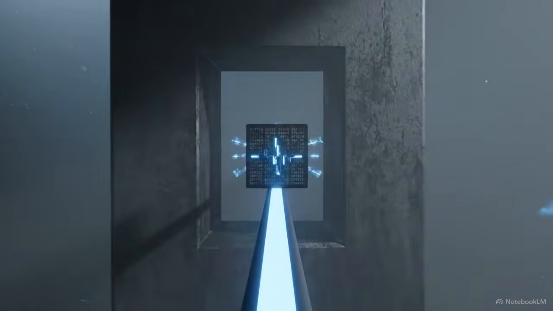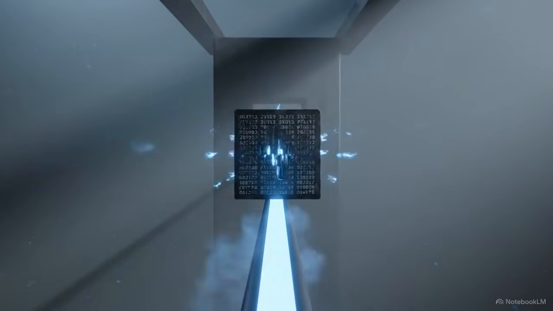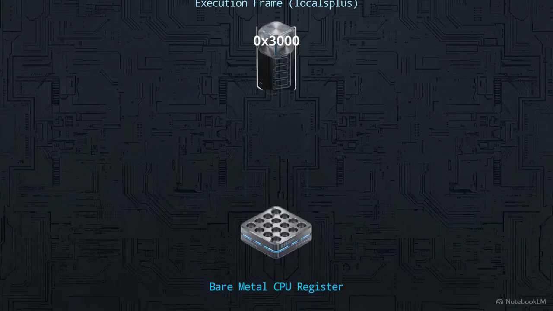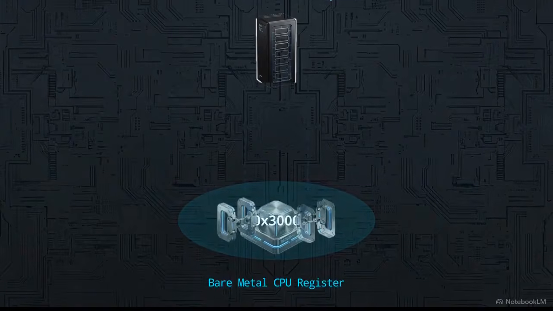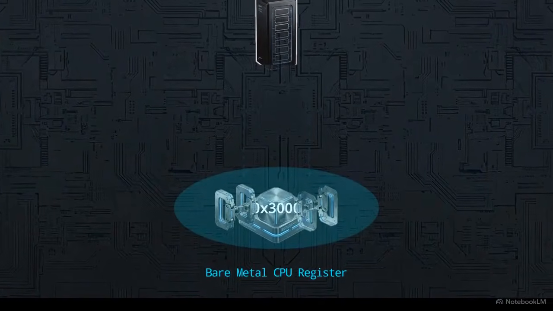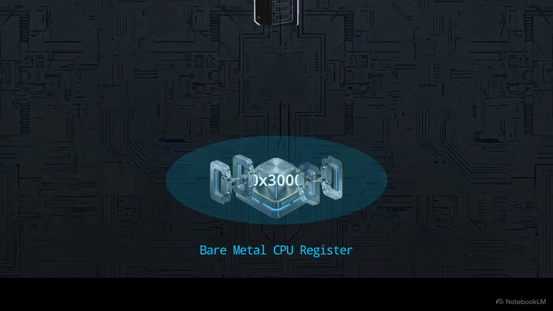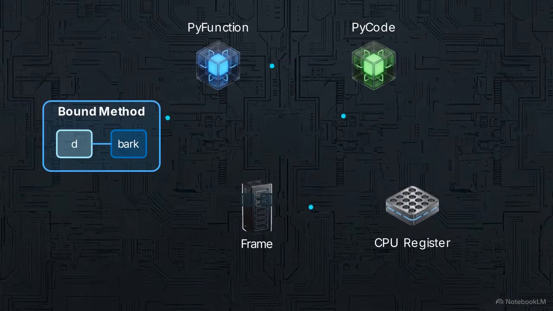Now we trace the final trajectory of the 0x3000 instance pointer as it leaves the execution frame. The pointer hands over from CPython's software layer directly into the hardware layer, locking into a CPU register. At this exact moment, Python's abstraction ends and bare metal execution initiates. Every method call, regardless of syntax complexity, reduces to this singular action. At the hardware level, execution consists of the precise chronological delivery of memory pointers into a register. Looking at the fully wired circuit, we see the complete end-to-end memory pipeline mapped out.